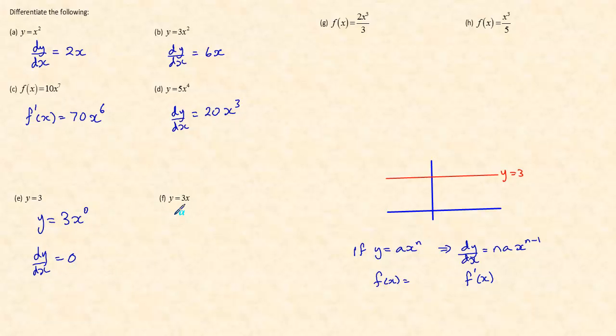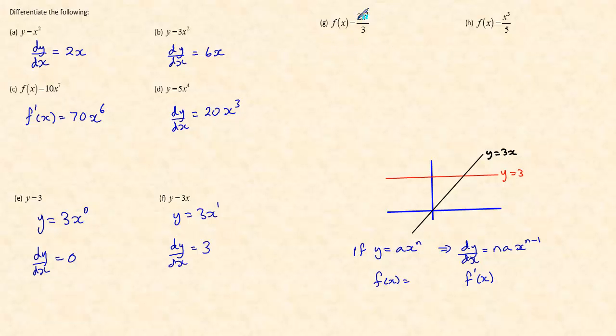Now y is 3x. Remember that that's 3x to the 1. We don't normally write the 1. The 1 comes down in front and multiplies, so we get 3. X to the 0 when we reduce the power, and x to the 0 is 1, so dy dx is 3. Now if we think about the line y equals 3x, it has a gradient of 3, so we would expect the gradient function to be 3.